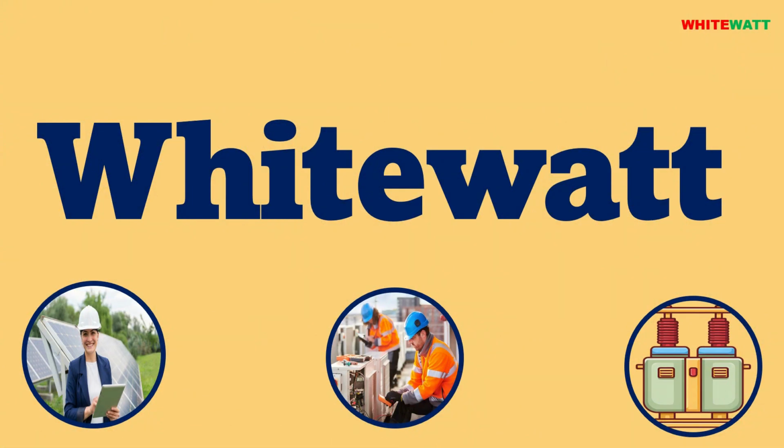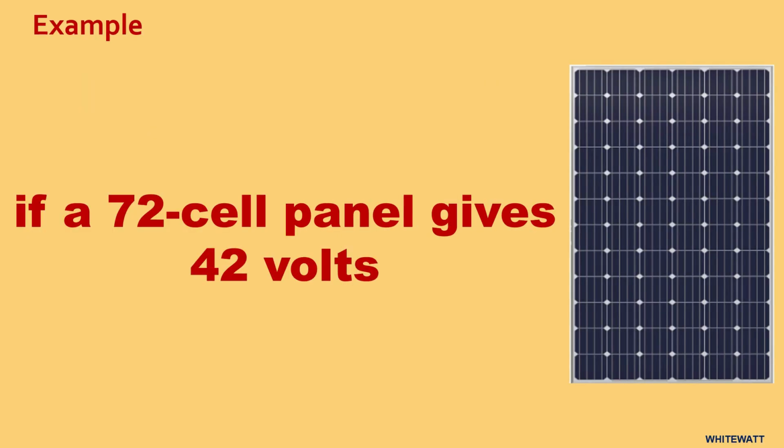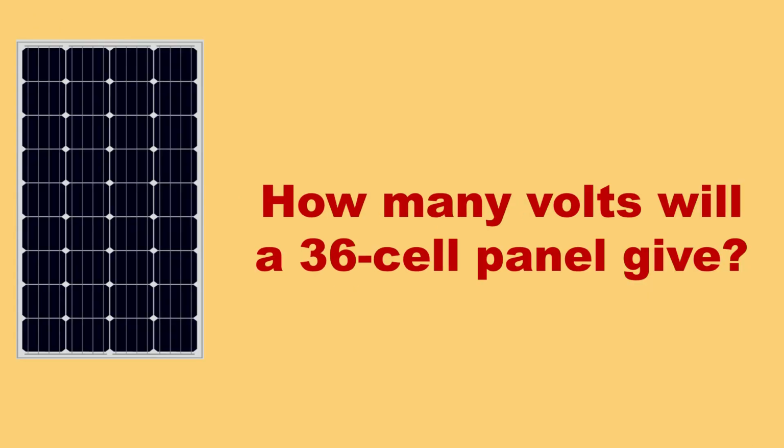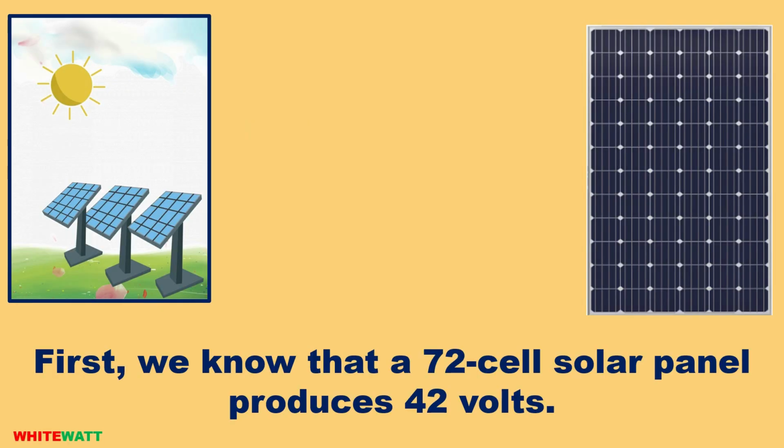Today in this video we are going to learn how the voltage of a solar panel depends on the number of cells. For example, if a 72 cell panel gives 42 volts, then how many volts will a 36 cell panel give? Let's find out. First we know that a 72 cell solar panel produces 42 volts.